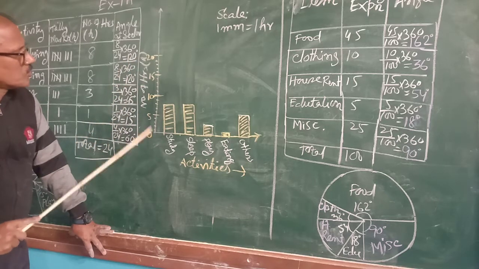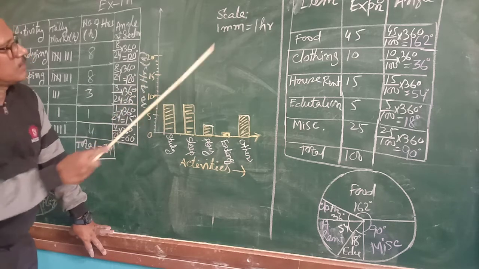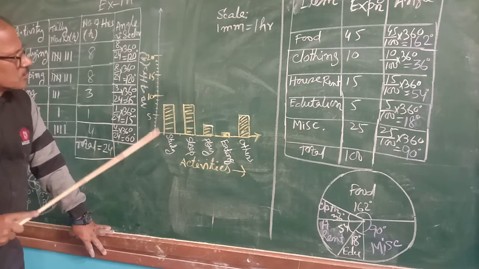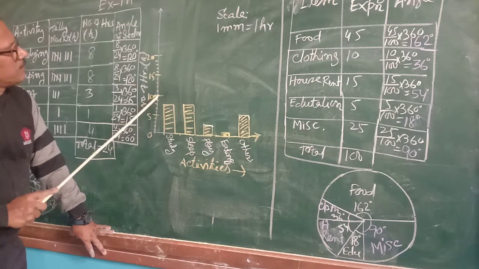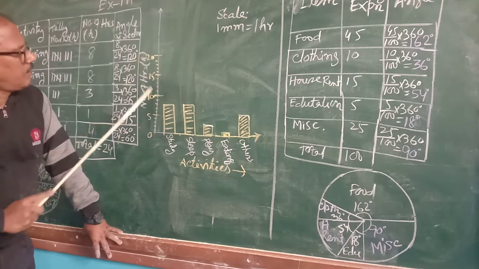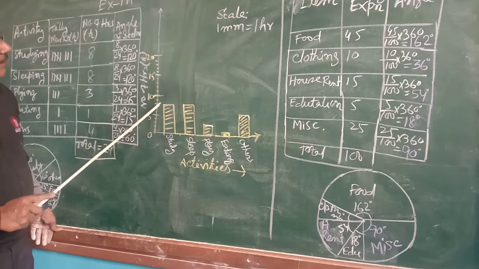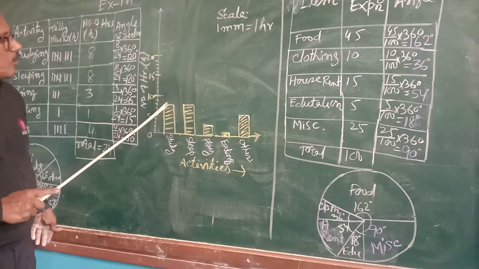Number of hours. So 0 to 5, 5 to 10. Each small division is 1 hour, that you have written down as the scale. So you have written down the scale as 5, 10, 15, 20. You will not do more, because you have got till 8. So up to 8 you have taken and put a dot there.